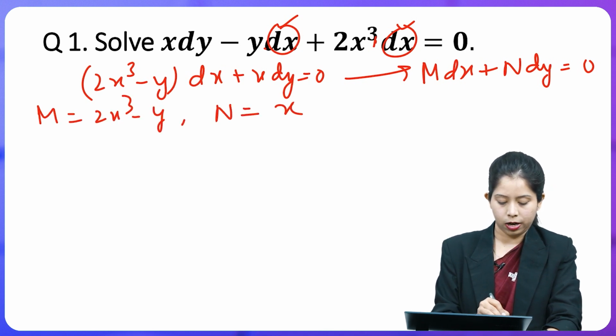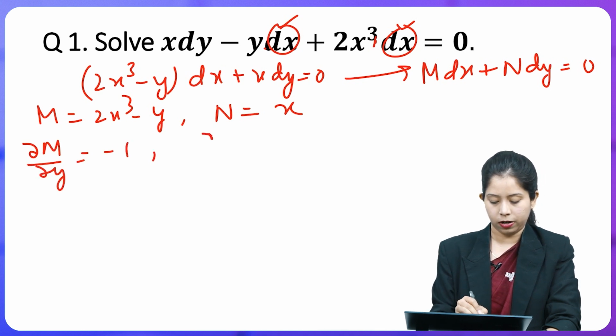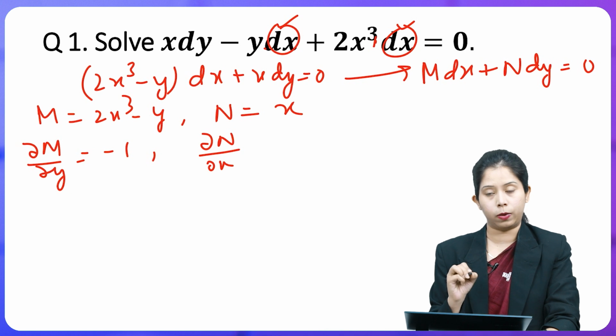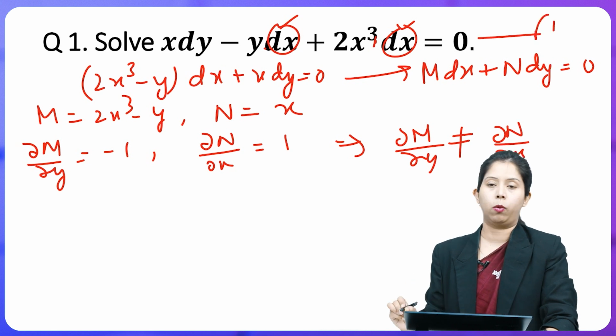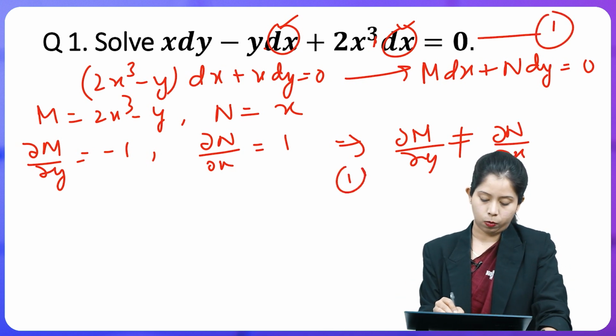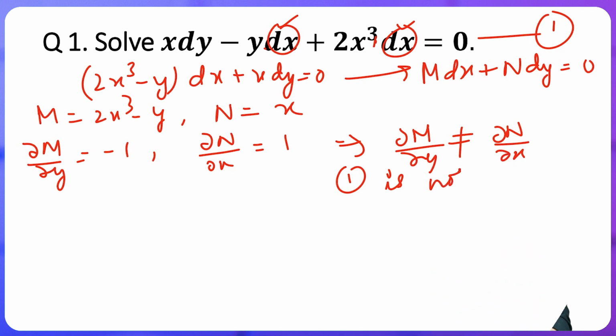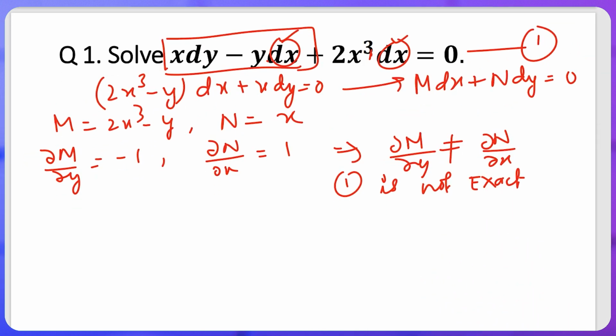While differentiating M with respect to y, we will get −1, and differentiation of N with respect to x is 1. So, you can clearly see that ∂M/∂y is not equal to ∂N/∂x, which implies that this equation number 1 is not exact. Equation 1 is not exact.